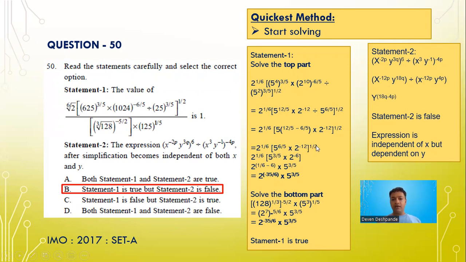5 into half, 2 3s are 6. So it will be 5 raised to 3 upon 5, into minus 12 into half. Minus 12 into half is minus 6, isn't it? It will be minus 6. So 2 raised to 1 upon 6 minus 6, isn't it?